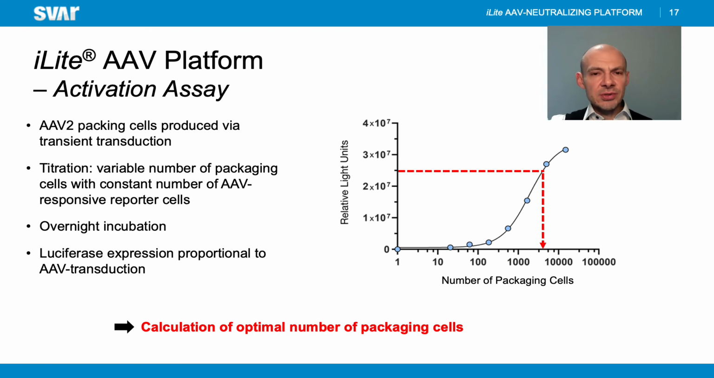We currently use the EC70. It is a good compromise to be within a certain linear range, and at the same time it offers a good dynamic range of the overall assay. This ratio can now be used for the upcoming neutralizing assay.